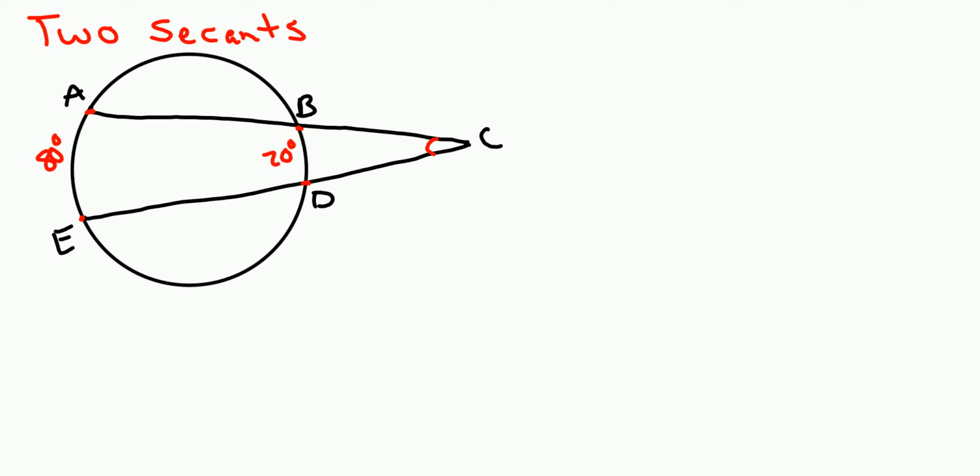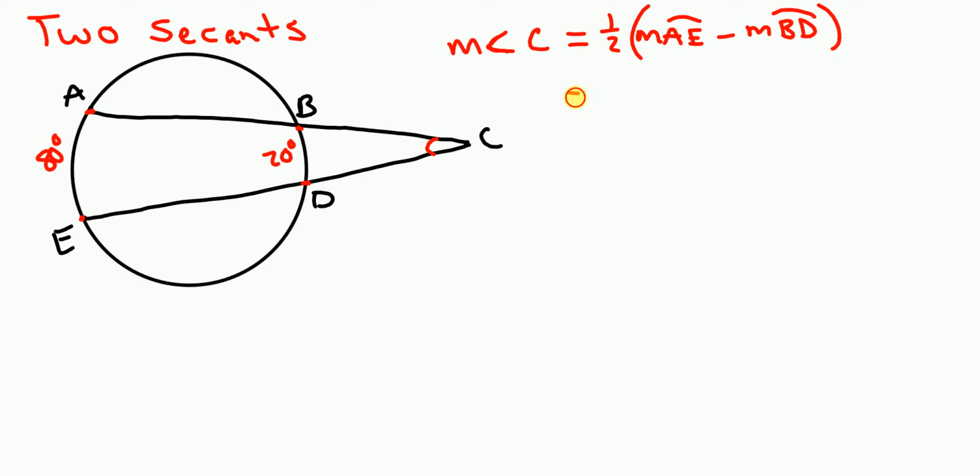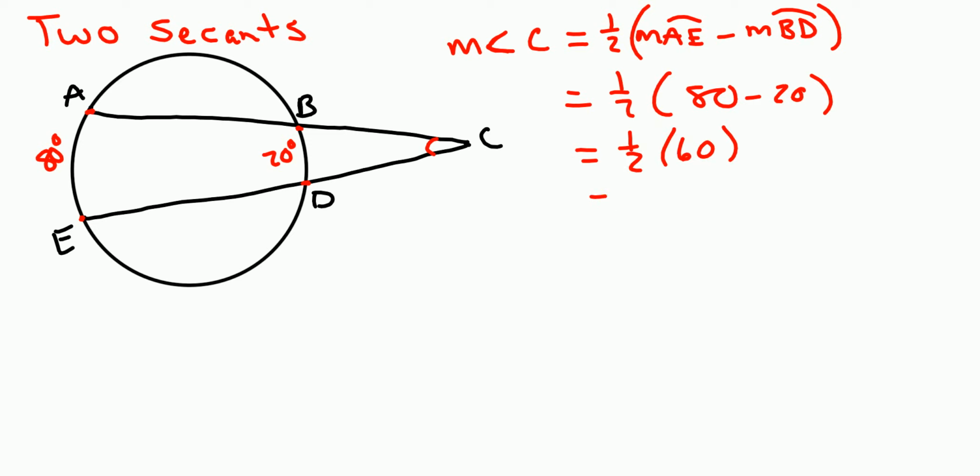So the measure of angle C is equal to 1/2 the difference, the measure of arc AE and the measure of arc BD. So 1/2 of 80 minus 20, which is 60. Half of 60 is 30 degrees.